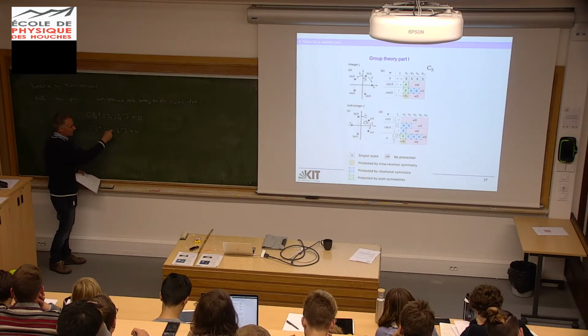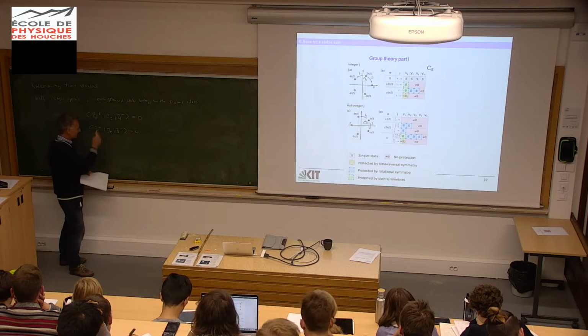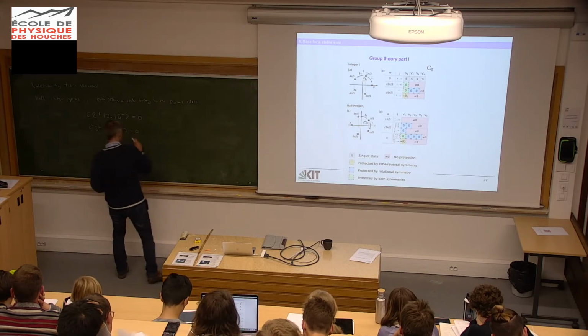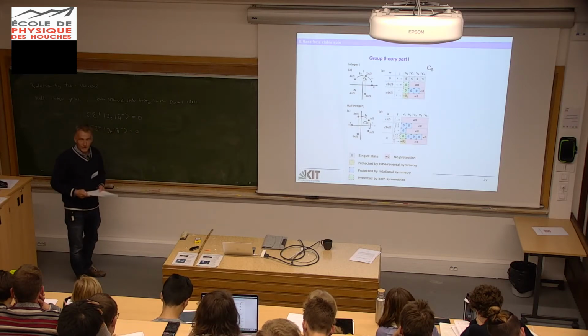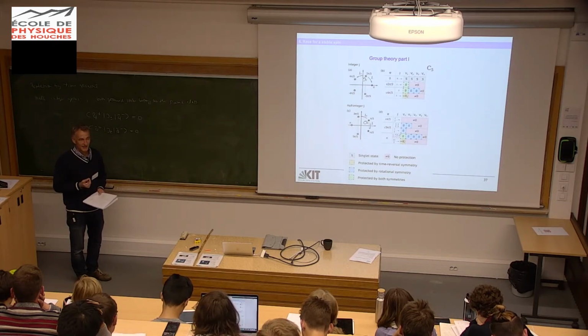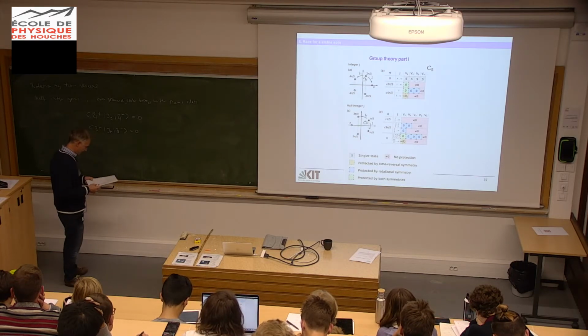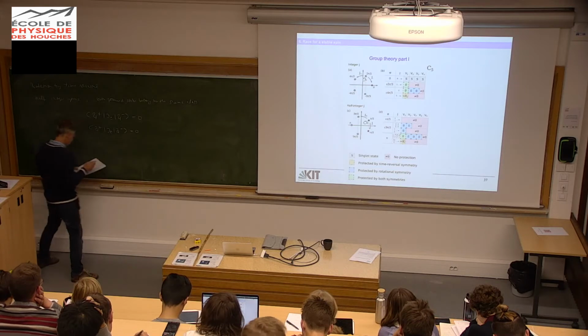this will just give me a positive number, and this acting on that will give me a negative number, so this must be 0. So that's a particular case where something belongs to the same class and they are still protected. For integer spin, this also exists.